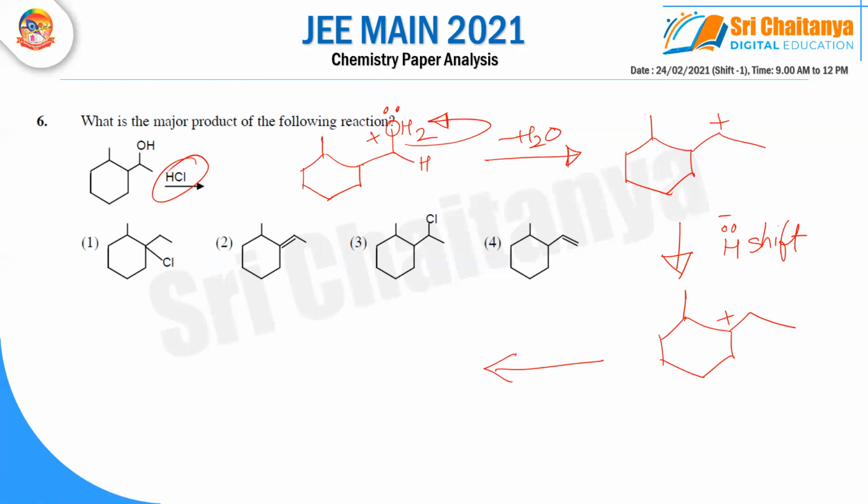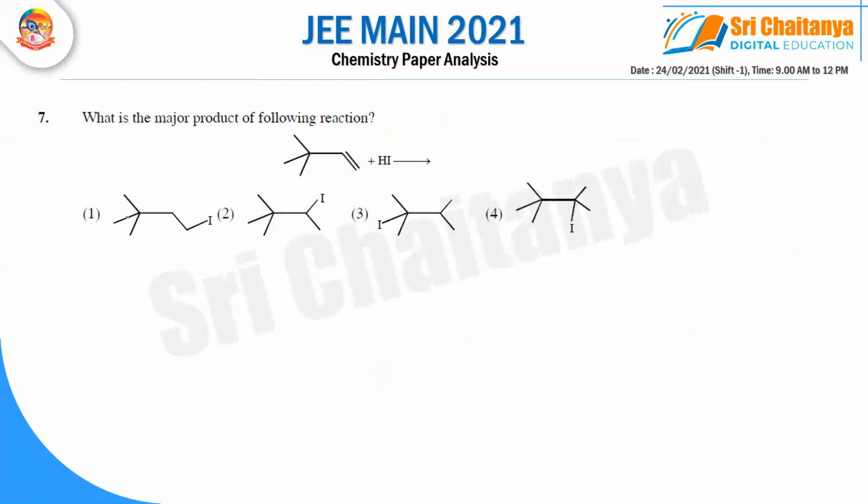Now, what will happen? Finally, this Cl- will attack here. And since it is a planar species, attack from top side and bottom side both are possible. We are going to obtain something like this, and I see option 1 is correct.